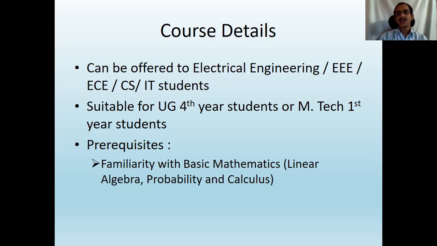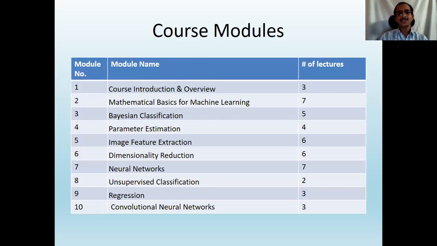The prerequisites required to understand the topics of this course are primarily the mathematical basics in linear algebra, probability, and calculus. I will be discussing briefly the mathematical details, and the course has 10 modules. The first module introduces and gives an overview of the course. It distinguishes the course from other courses like purely machine learning based, image processing based, or deep learning based courses.